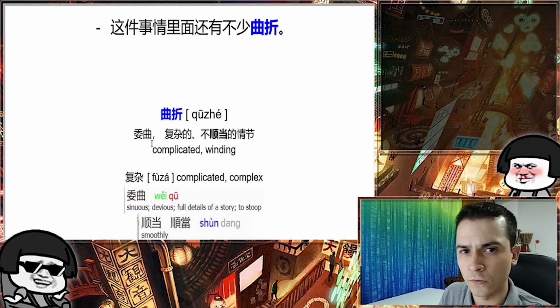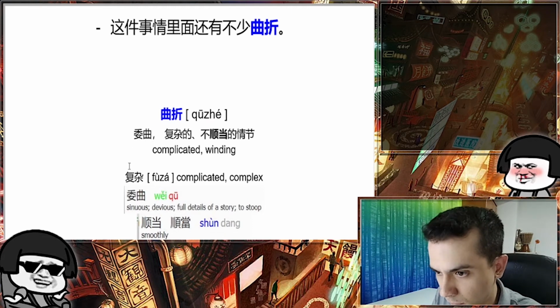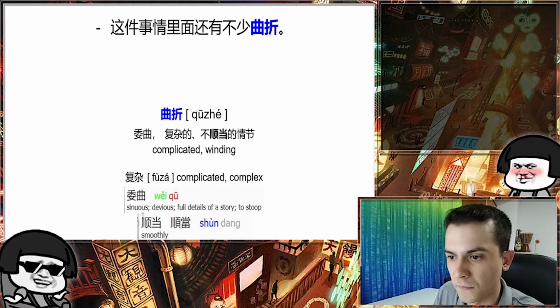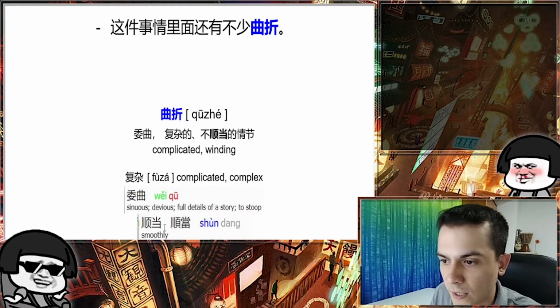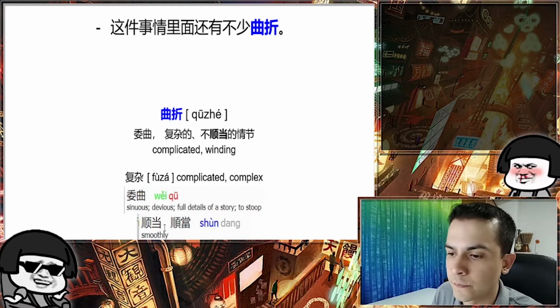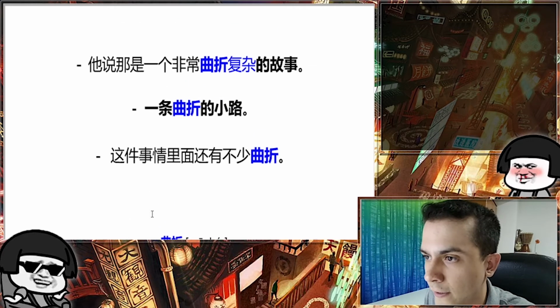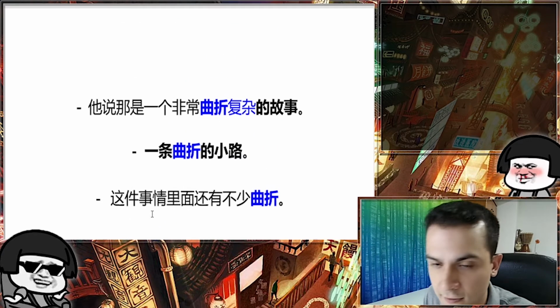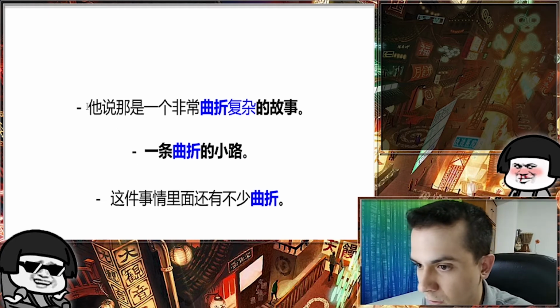Sort of tortuous, right? And let's see the other words we have here. 委屈, which means full of details of story, very complex. Okay, so here we are describing a story. And also we have 顺当, which means to go smoothly. Alright, so let's go back to our example sentences and let's see what they are about.